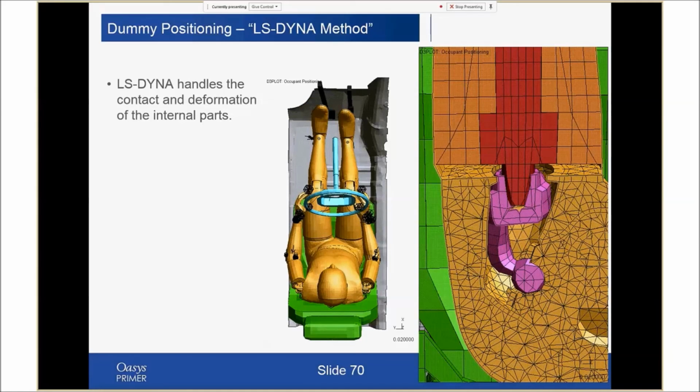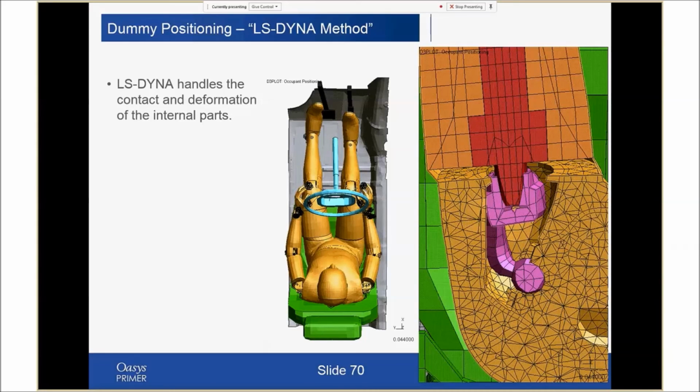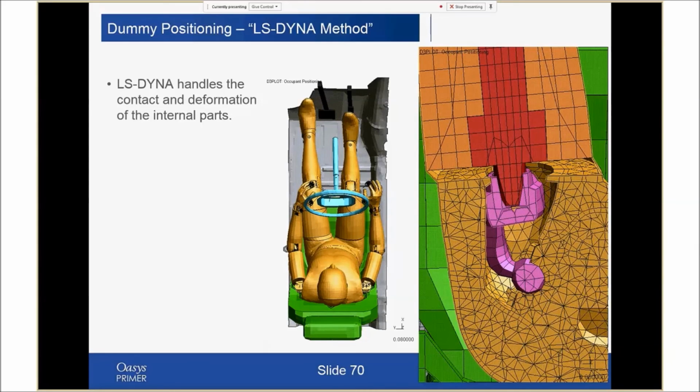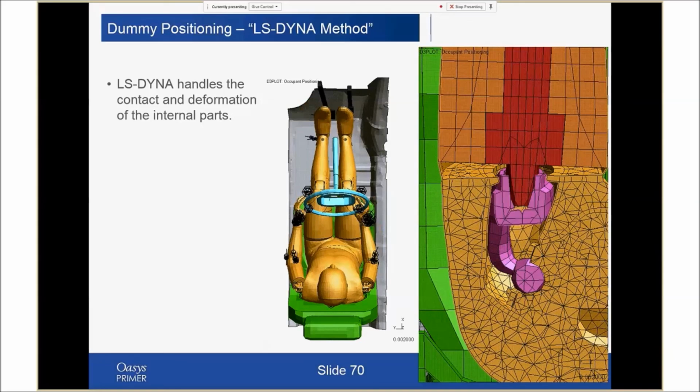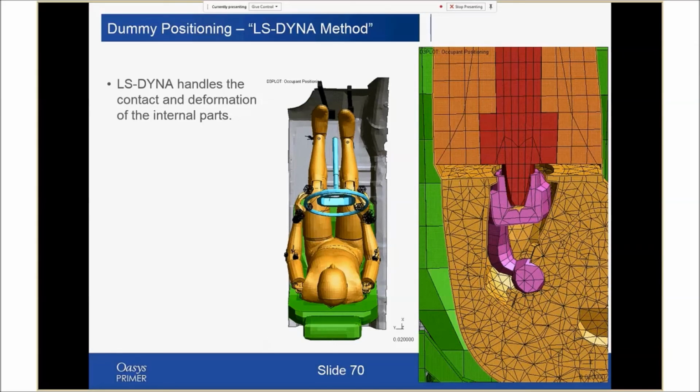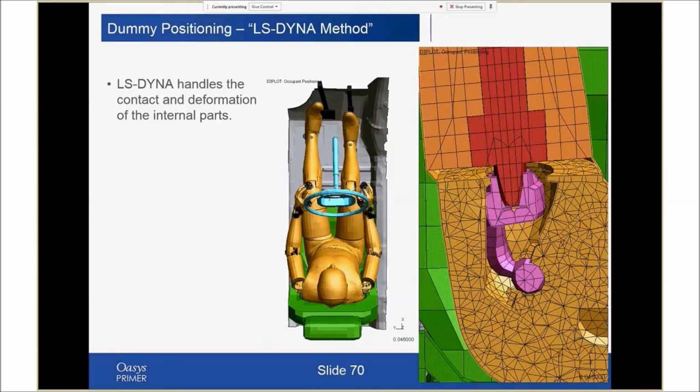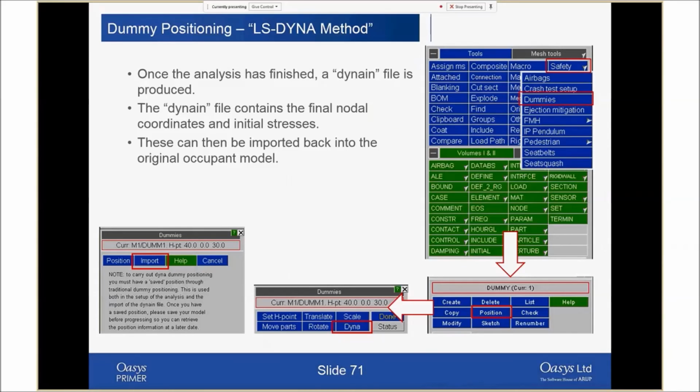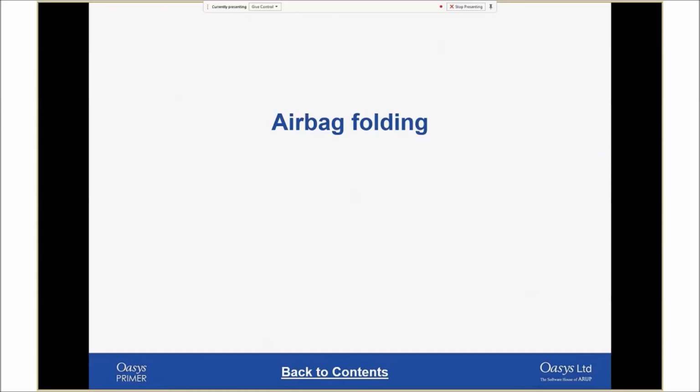And in the same way as with seat squash, you can then import all this information, the updated coordinates, back into your original model, and you'll end up with a positioned dummy without any penetrations. So this is how you do that. You go to Safety, Dummies, Position, Dyna, and then Import, and that allows you to import that Dyna in file. Now that's it in terms of occupant position.